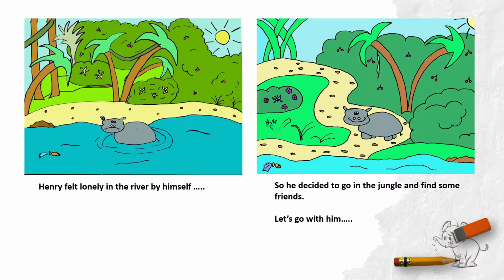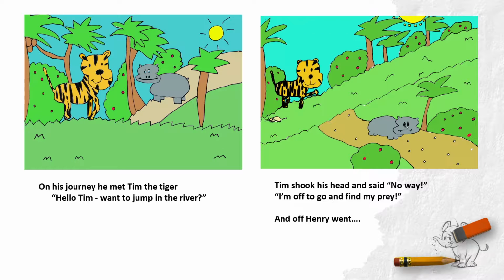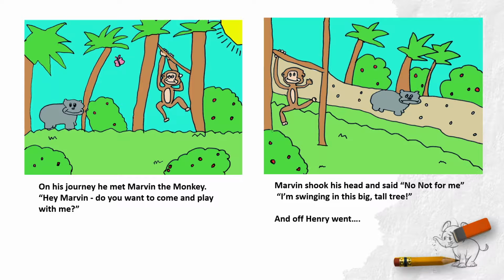Henry felt lonely in the river by himself, so he decided to go in the jungle and find some friends. Let's go with him. On his journey, he met Tim the tiger. Hello, Tim. I'm not doing the voices. Hello, Tim. Do you want to play in the river? Tim shook his head and said, no way. I'm off to go and find my prey. And off Henry went. On his journey, he met Marvin the monkey. Hey, Marvin, do you want to come and play with me? Marvin shook his head and said, no, not for me. I'm swinging in this big tall tree. And off Henry went.